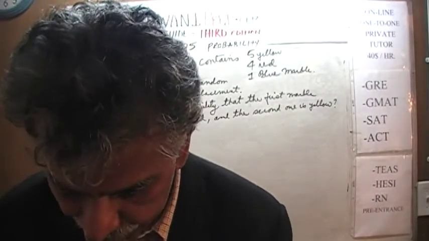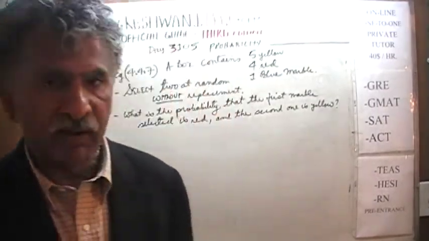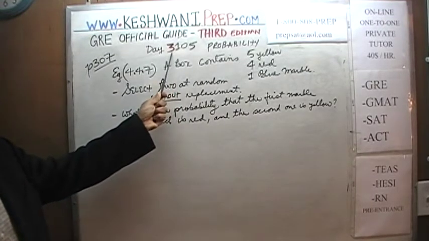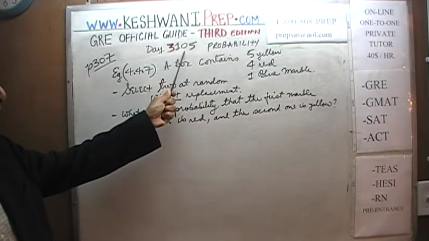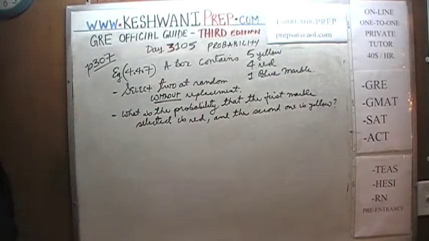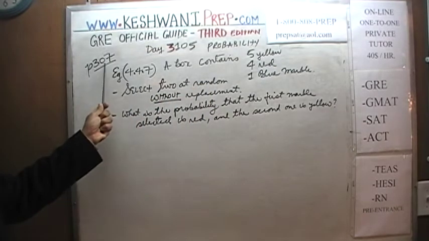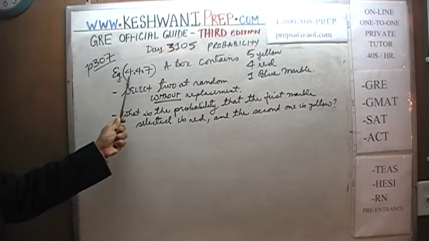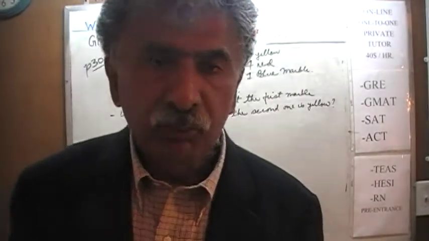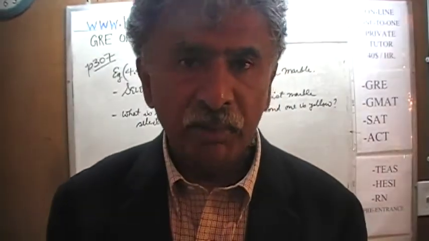Today is our lesson number 105. Day 3105, where the 3 signifies that we are in the third edition, day 105. We're covering the topic of probability. There's a problem on the blackboard that you will find on page number 307, example number 4.4.7. Make sure the book is in front of you so that you can read the problem along with me.